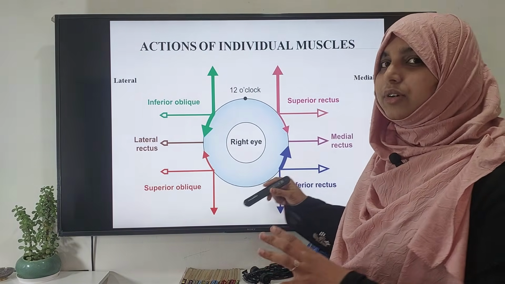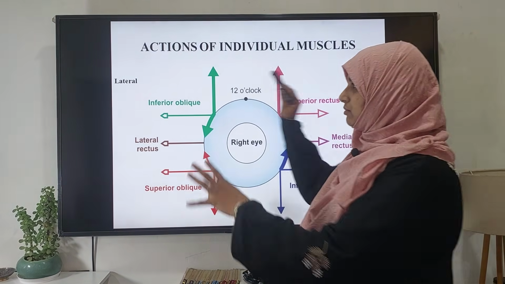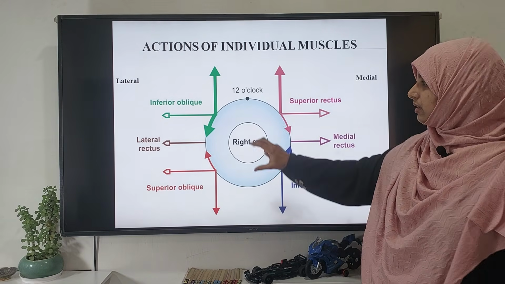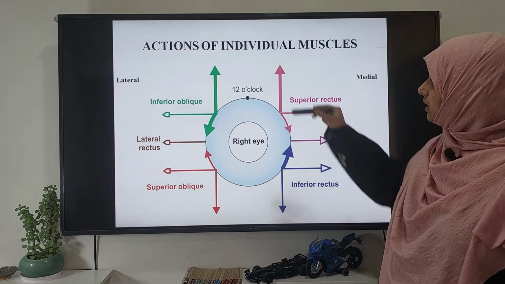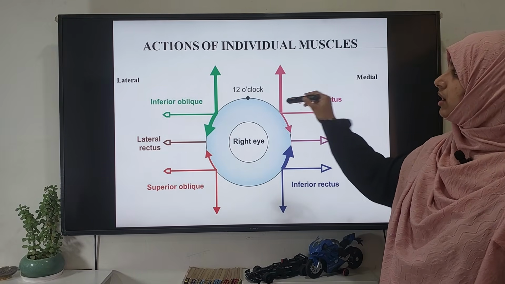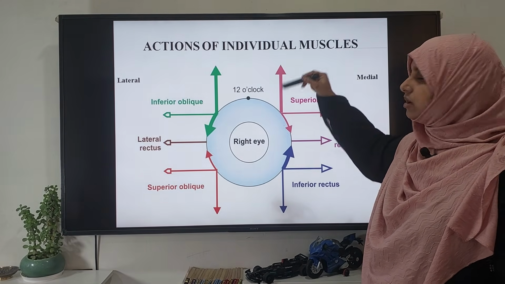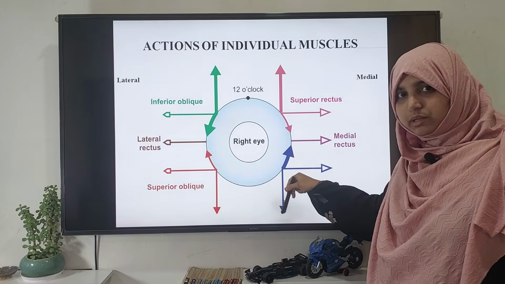Okay, so for easy memorization, I'm showing you this picture. This is for the right eye, and as you can see, these are the different movements that we have drawn. If we have drawn above, that is called elevation. Drawn below means depression.